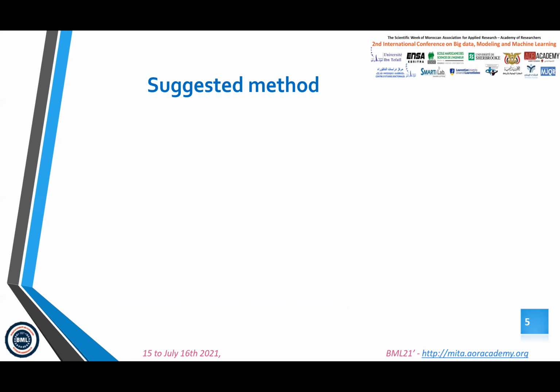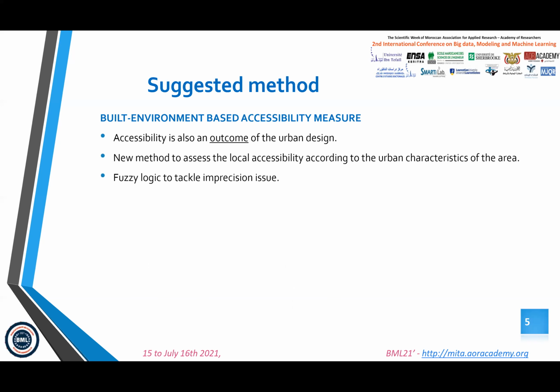This is why the aim of this work is to highlight the fact that accessibility is also an outcome of the urban design. Thus, we present a new method based on fuzzy logic to assess accessibility according to the urban characteristics of the area, that we will call built environment-based accessibility measure.